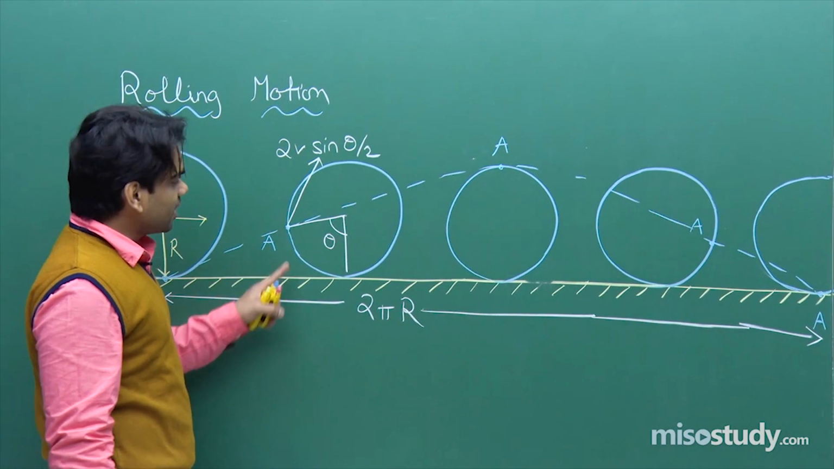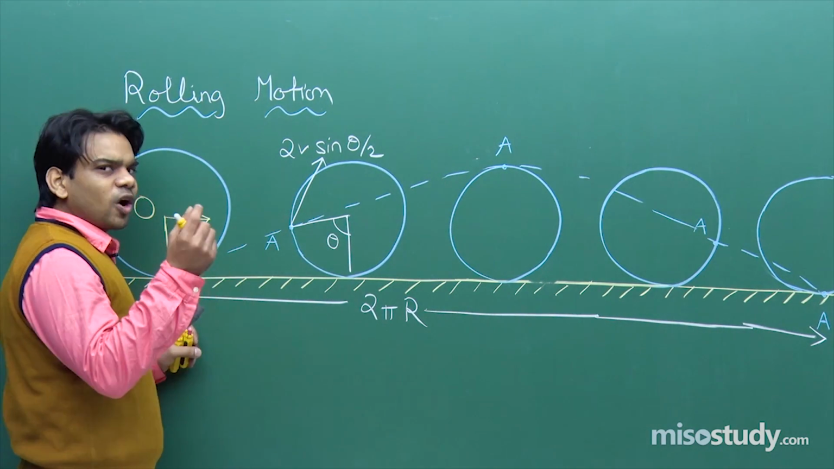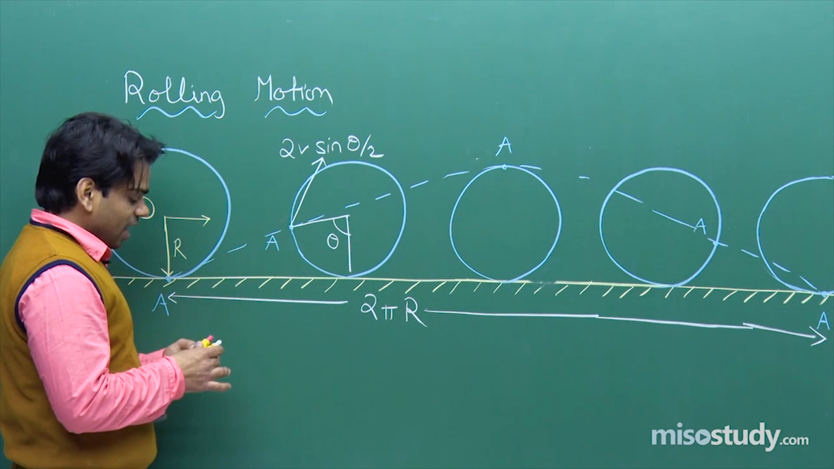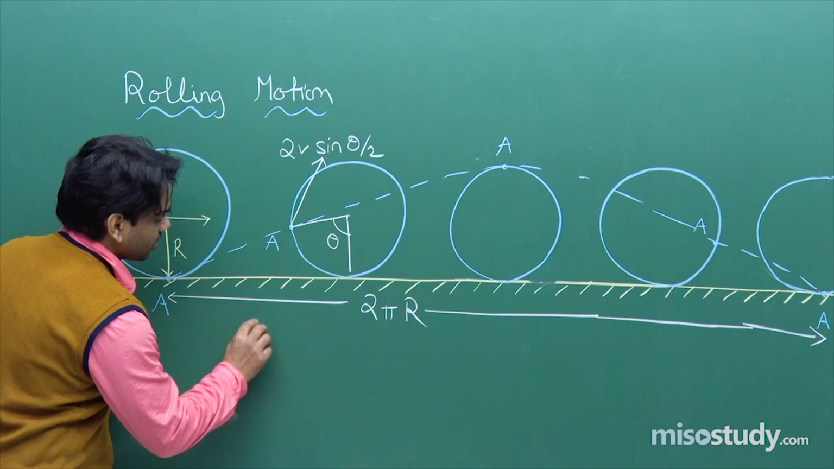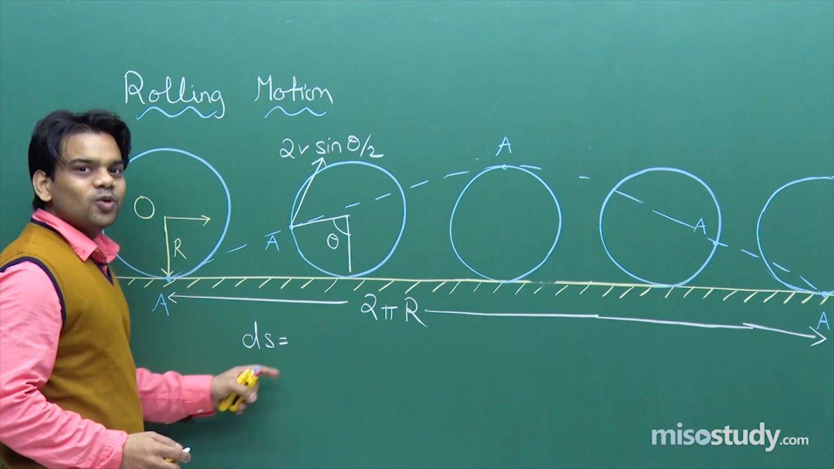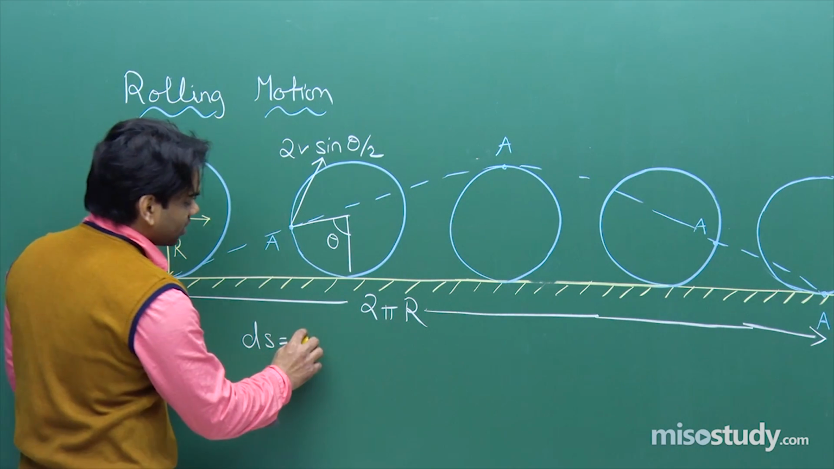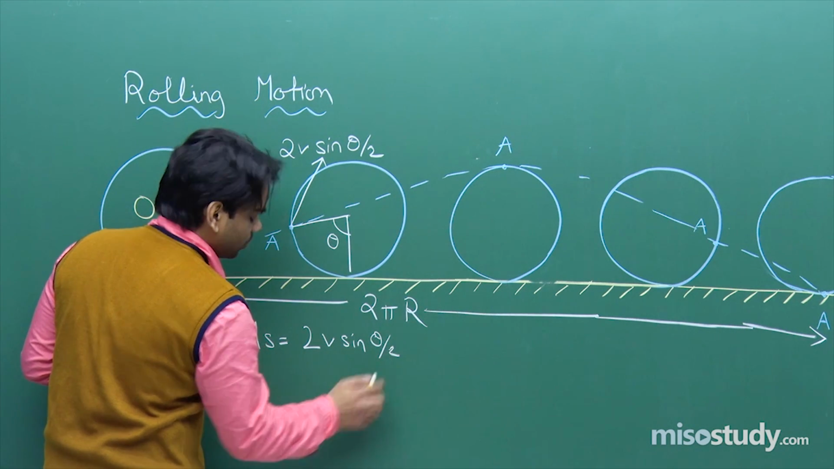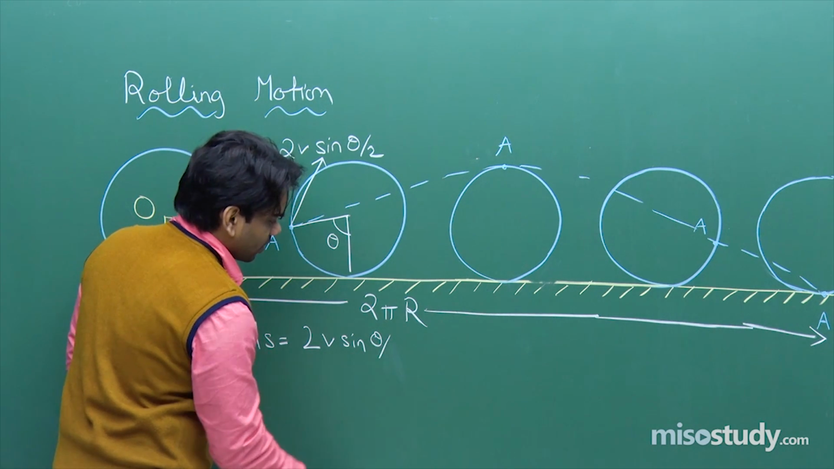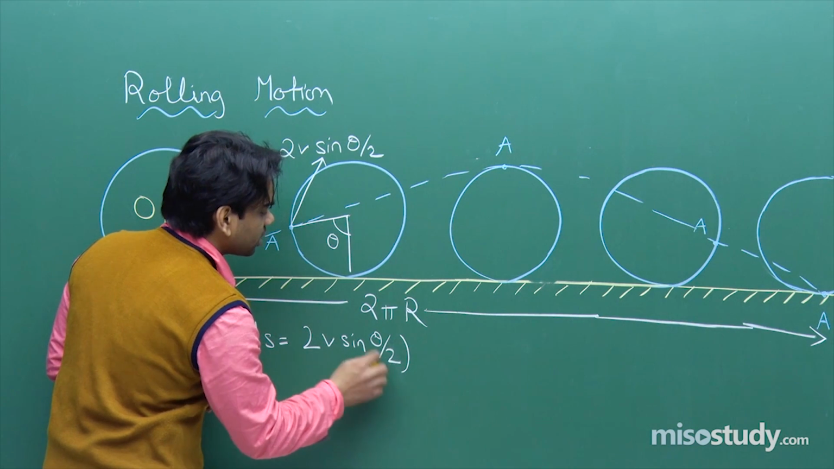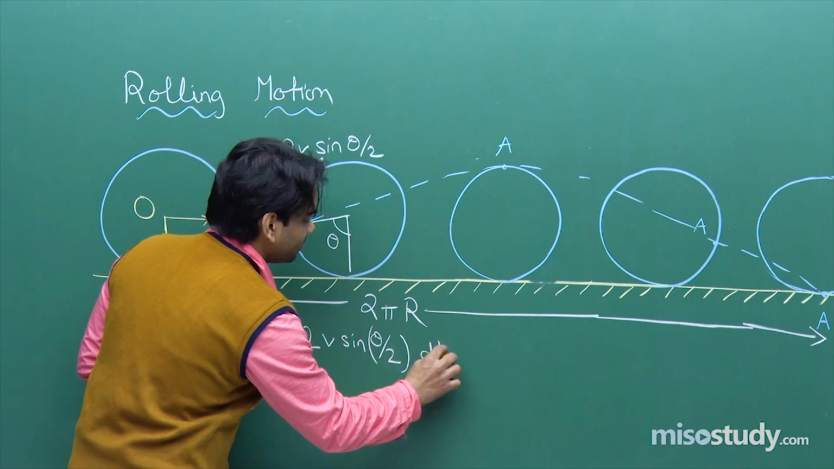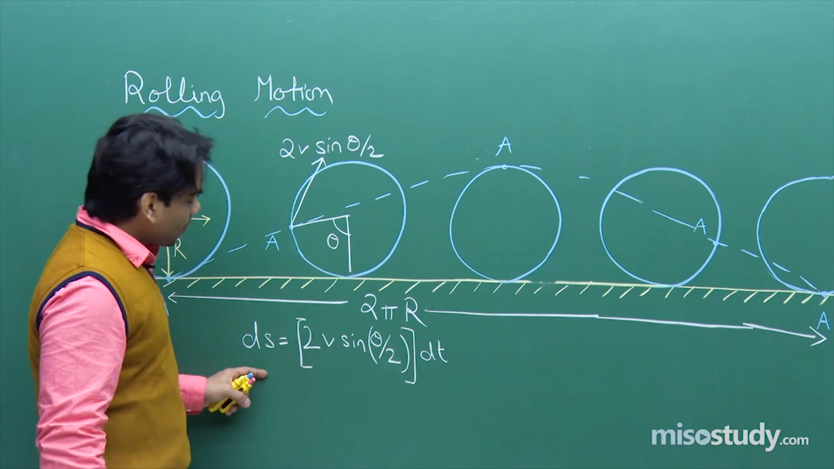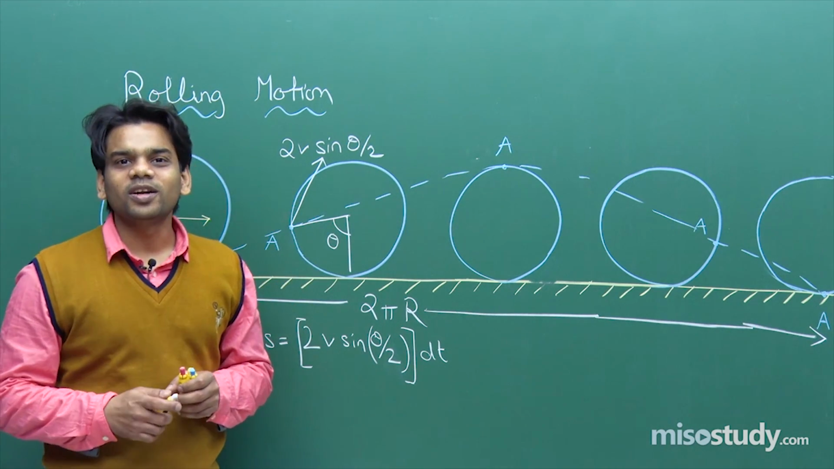Hope you can easily remember that. Now, in a very short interval of time, this point A would have traversed a linear distance of ds, equal to velocity into small time. Its velocity is 2v sin(theta/2), multiplied by the small time, that is dt. This is the small linear distance traversed by this particle in a very small time called dt.